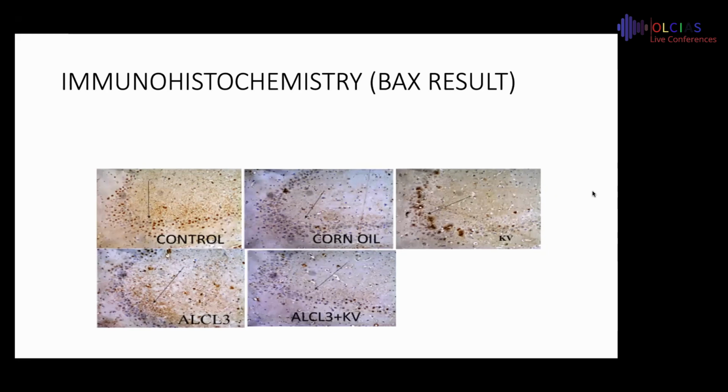Now, moving to the aluminum chloride plus Kolaviron group, there is a decreased level of the BAX positive cells, which tells us that there's a sort of returning back to the normal state, and they did not undergo apoptosis at all. Next slide, please.